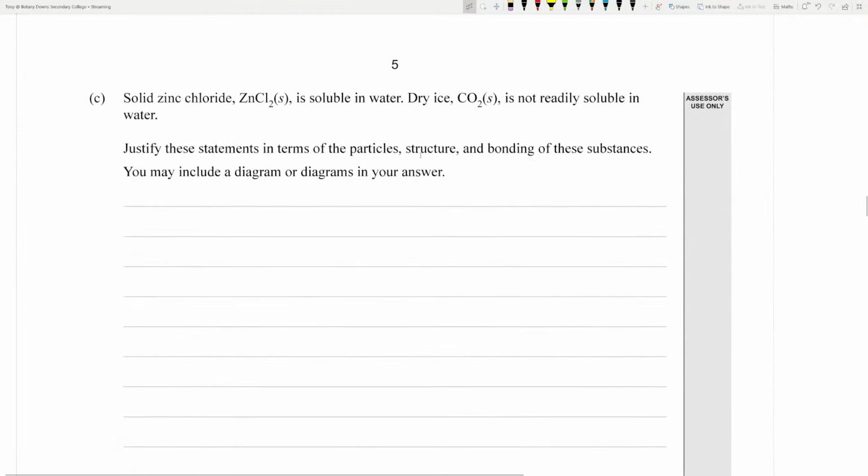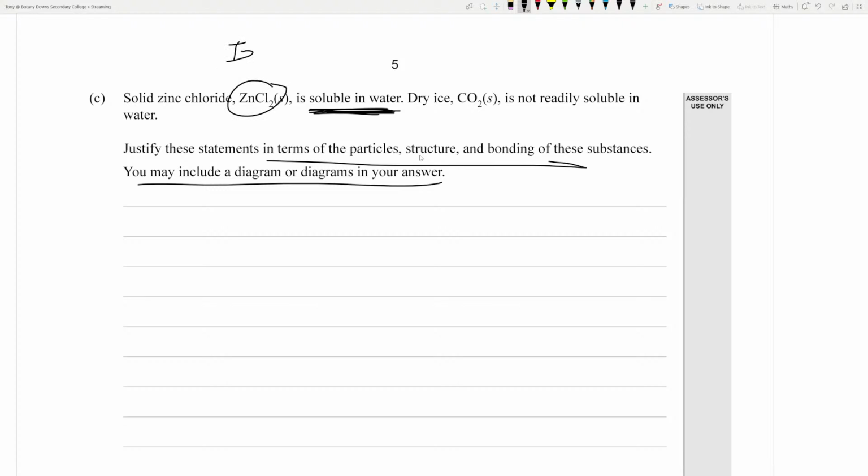Okay, next one, let's look at this. This is solubility. Okay, so zinc chloride, again, this is an ionic solid. And then CO2, this is molecular. Now CO2 is a non-polar molecule, whereas water is a polar solvent.